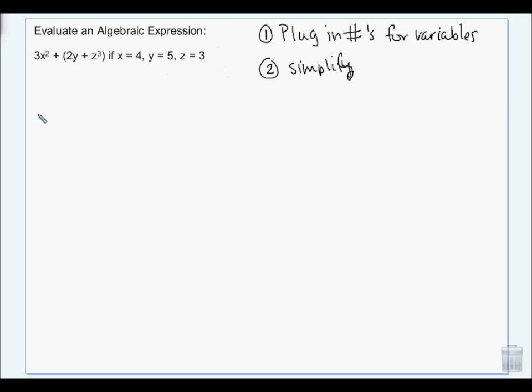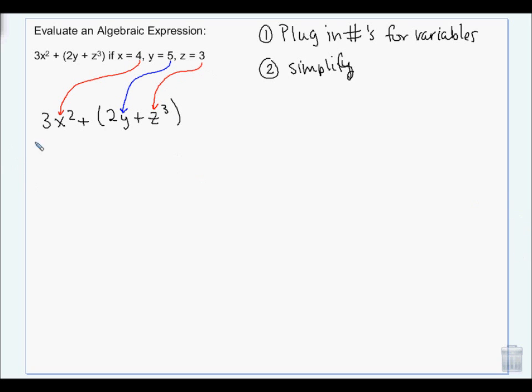Okay, so I'm just going to rewrite it so I have more room, but you don't have to rewrite it every time. X is 4. So I'm going to take this 4 and I'm going to put it where that X is. Y is 5, so I'm going to take that 5 and I'm going to put it where the Y is. And Z is 3, so I'm going to take this 3 and put it where the Z is.